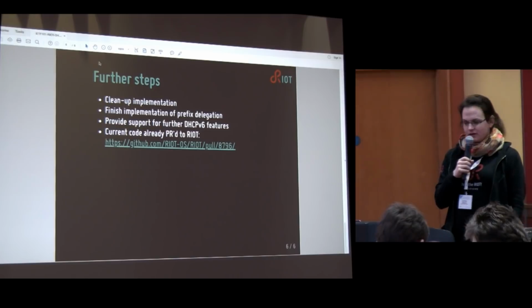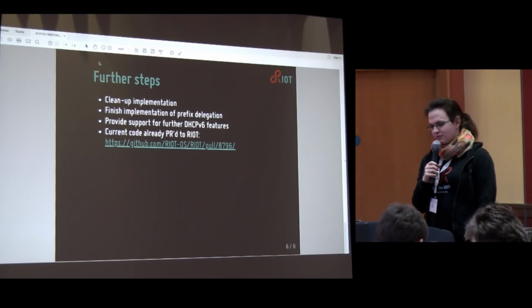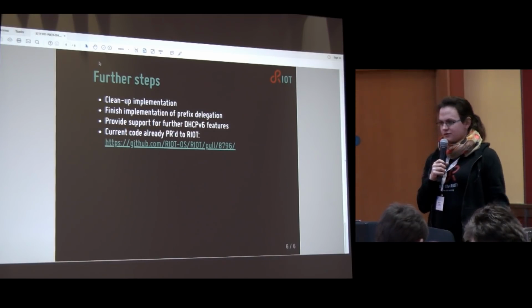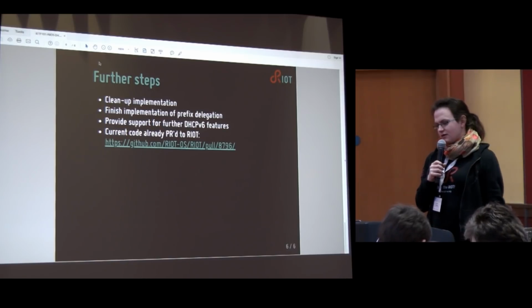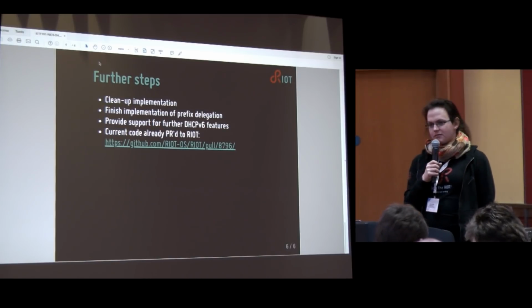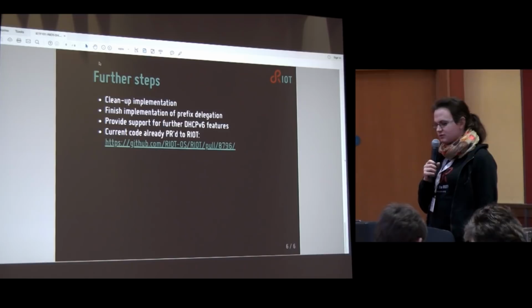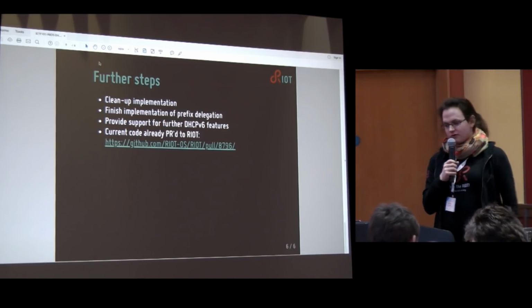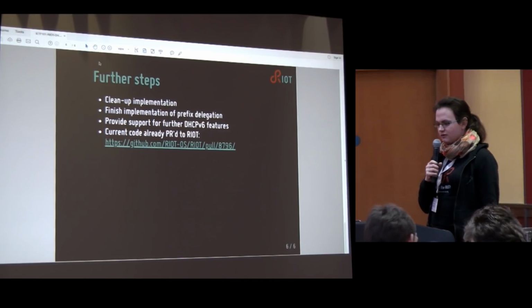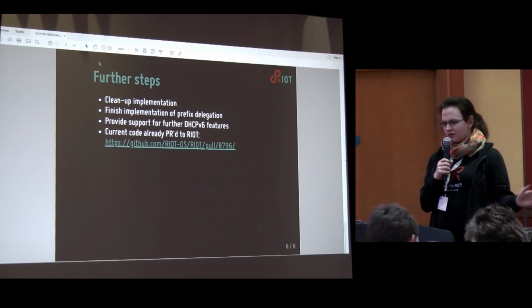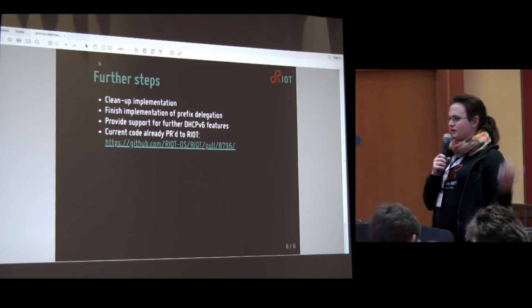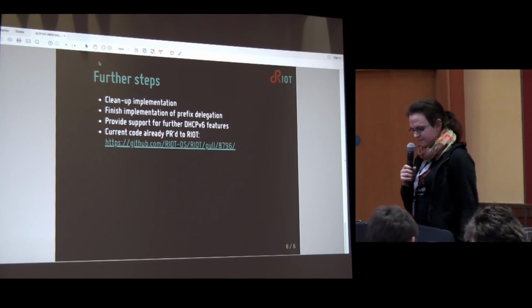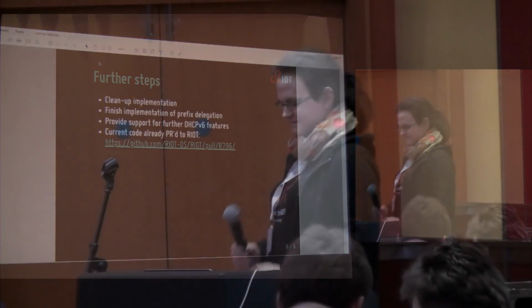Further steps are, of course, to clean up the implementation so it's a little bit more camera ready, finish the implementation of prefix delegation, then maybe later on down the road provide more support for other DHCP features. I already opened the pull request to the Riot repository, so if you want to have a look at the code, it's about 1,000 lines of code. You can find it under this URL. Thank you.